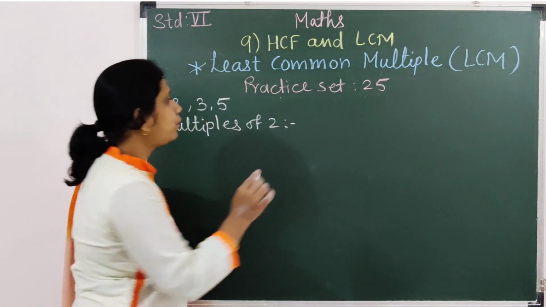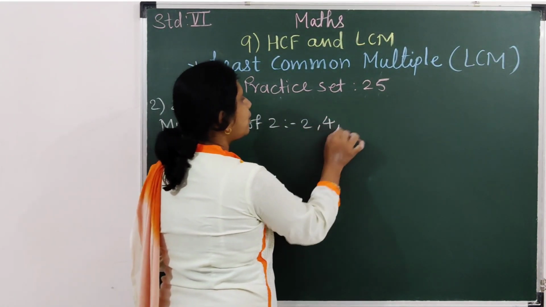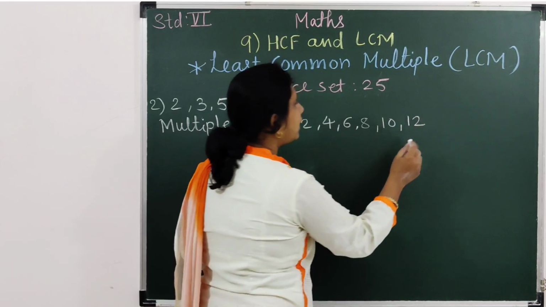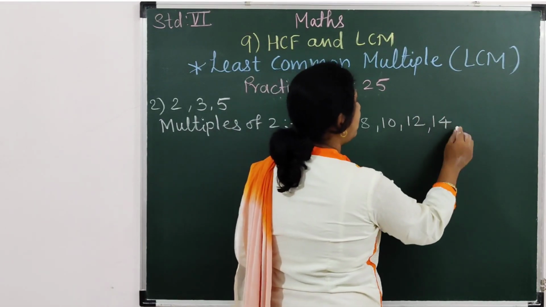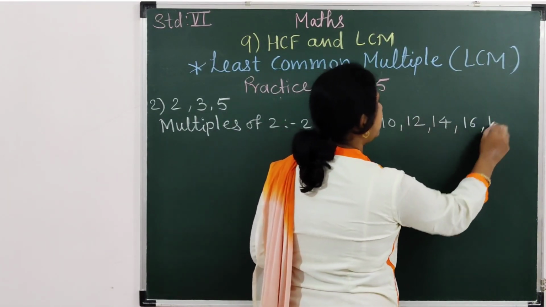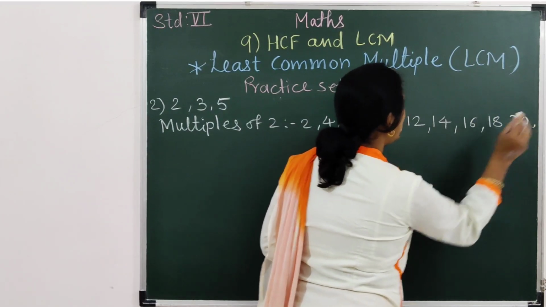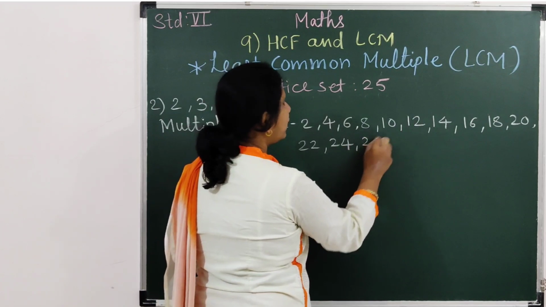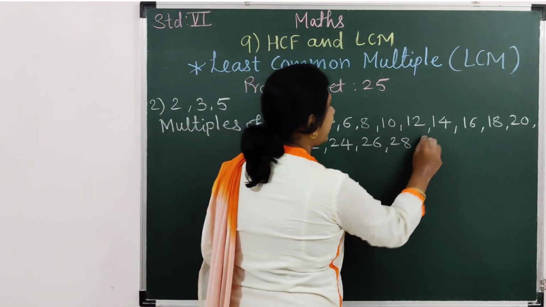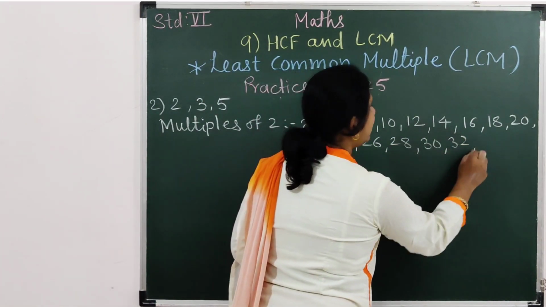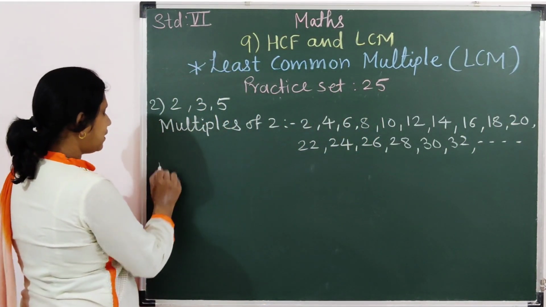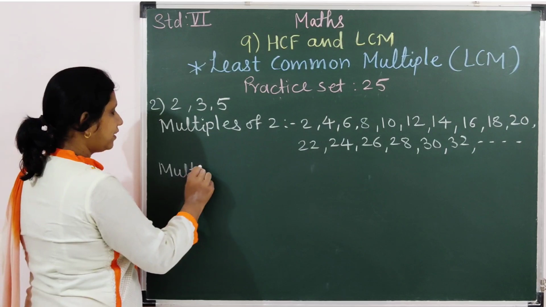Write down the table of 2. 2 ones are 2, 2 twos are 4, 2 threes are 6, 2 fours are 8, 2 fives are 10, 2 sixes are 12, 2 sevens are 14, 2 eights are 16, 2 nines are 18, 2 tens are 20, 2 elevens are 22, 24, 26, 28, 30, 32 and so on. Right? Now multiples of 3.